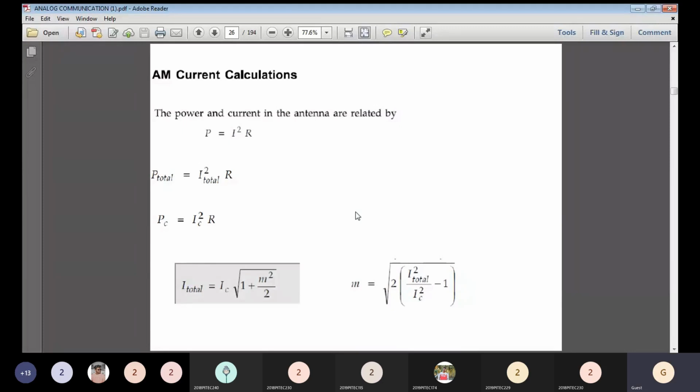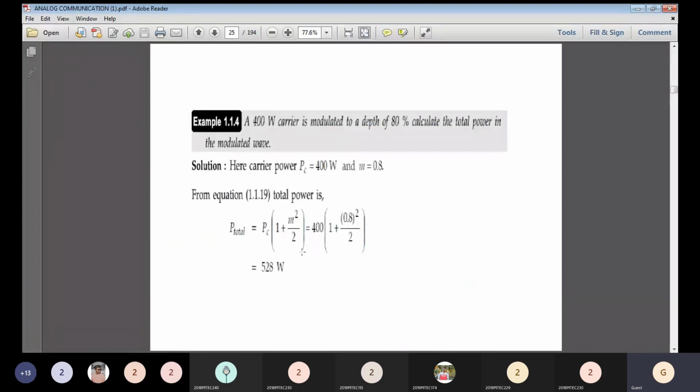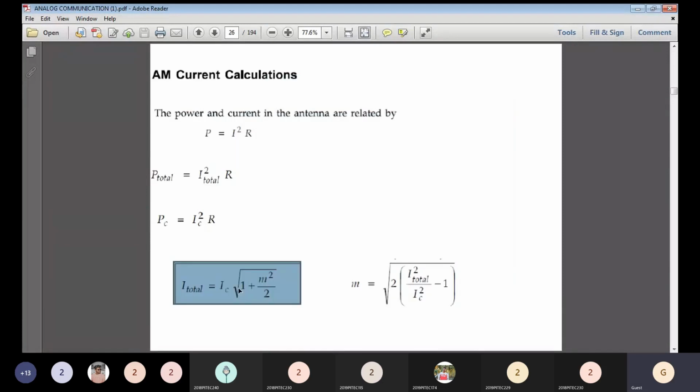Next topic is AM current calculations. The power is directly proportional to current. So the basic formula is available. The power P is equal to I square into R. This is a general formula. So here, the total power of the AM signal corresponds to the total current of AM. The power of the carrier is proportional to the current of the carrier. From this equation, you directly get the equation of total current. Total current is equal to IC into square root of 1 plus M square divided by 2.